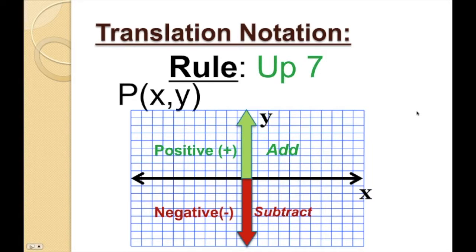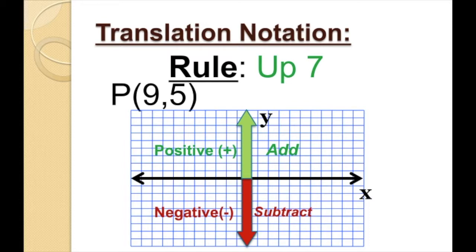And what if we go up 7? How's that going to affect our point P at xy? Well, for our P prime, our x value isn't changing at all because we're not going left or right. But our y value is going to increase by 7 because this time we're going up. And since we're going up, we have to add.